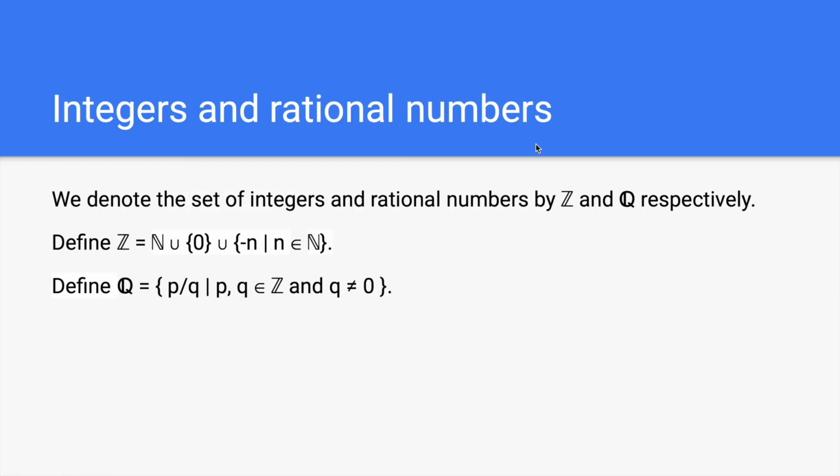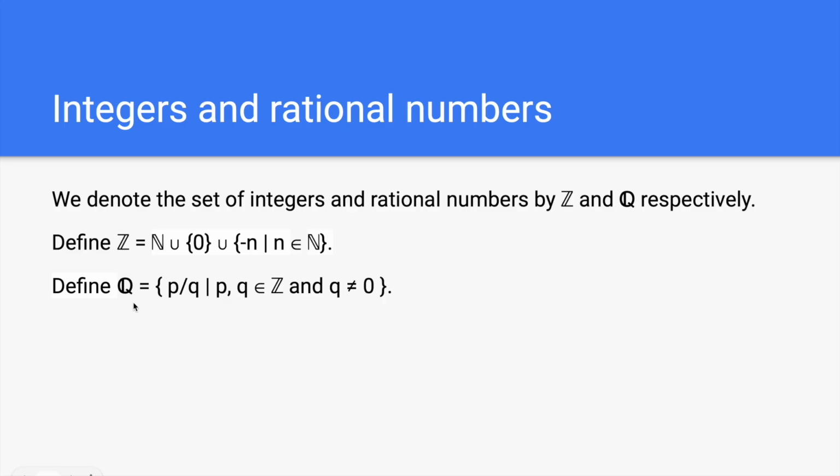Integers and rational numbers. We denote the set of integers and rational numbers by Z and Q respectively. Define Z is equal to N union the set containing 0 union the set containing all negative n such that n is a natural number.